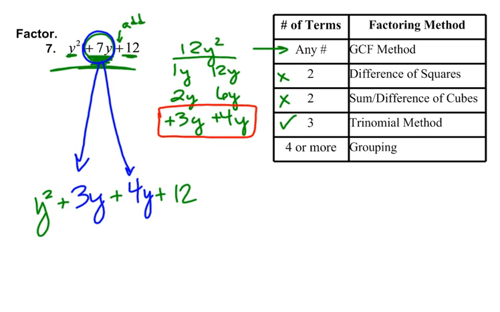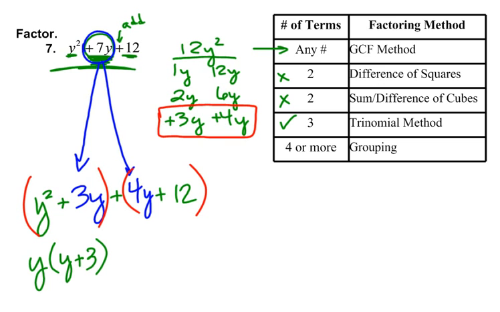Now once we do that and we split this into those terms, we're going to make 2 groups. We're going to take a group of the first 2 and a group of the second 2. And we will now look for the GCF in each of those 2 groups. The GCF in our first group, between y squared and 3y, would be y. And as we pull out y, that would leave us with y plus 3. The GCF in the next group, 4y and 12, I'll give you a second, is 4.